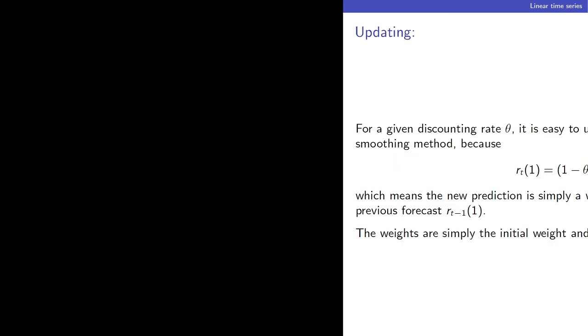Now, for a given discounting rate theta, it's easy to update the forecast using the exponential smoothing method. The method itself says that the one step ahead forecast for R t plus 1 is a power of R t plus theta times the estimate for R t, one step ahead, which means it's a weighted average of the new data and the previous forecast. So it has a really nice way to look into the future.